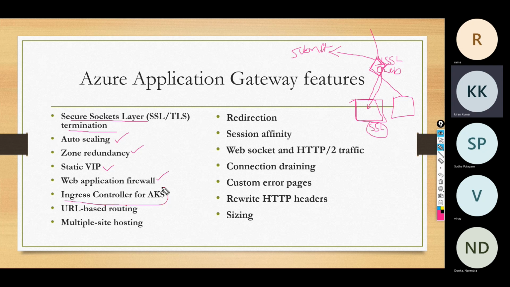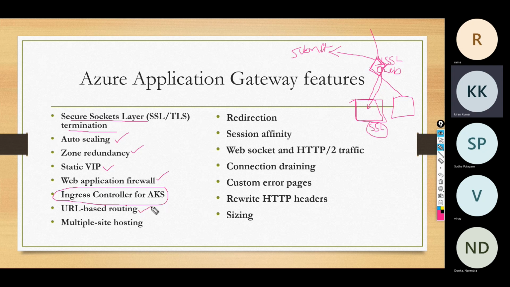And ingress control of AKS. That means Azure Kubernetes Service. If your backend is Kubernetes services, directly we can't add it as a backend pool. So how to add Azure Kubernetes Service? First of all, we need to deploy the ingress controller. So that ingress controller for AKS, we need to deploy it. After that only we can integrate with the application gateway. Azure Kubernetes Service directly we can't integrate. So that's the reason we need to deploy the ingress controller and integrate it with the backend.